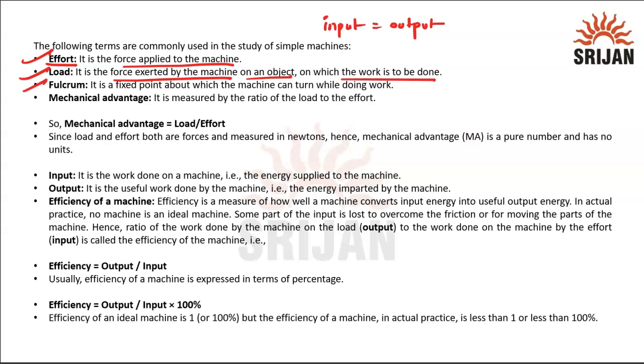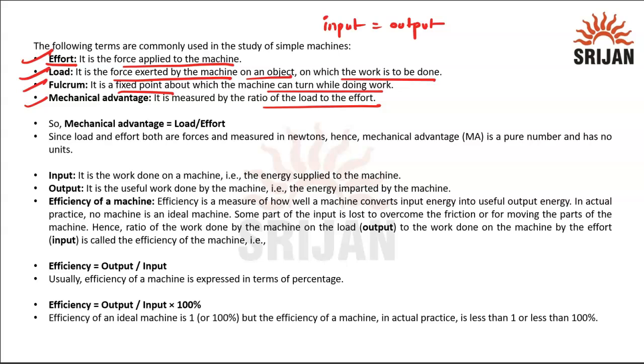Then the other important thing is the fulcrum, which is very important when you talk about a lever. It is a fixed point about which the machine can turn. All of this comes together because effort, load, and fulcrum are very important when you calculate the mechanical advantage. It is measured by the ratio of the load to the effort. You should know how efficient your machine is, or how much advantage you are getting out of it, so you have to calculate it.